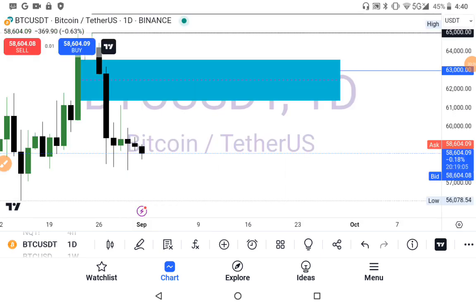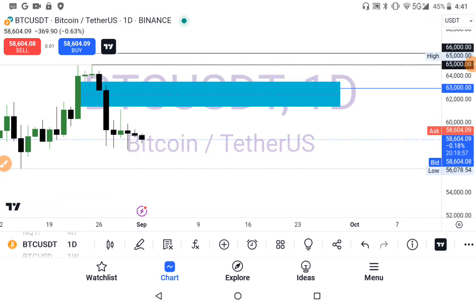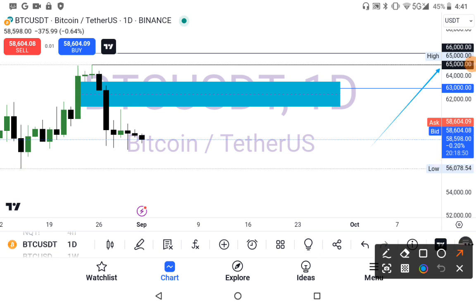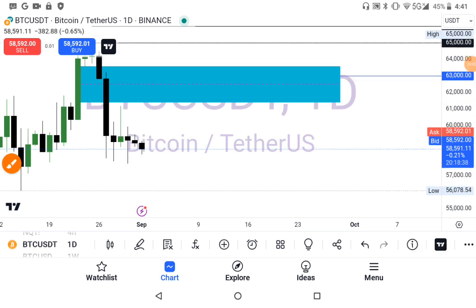Last week I was interested in BTC delivering 65,000 and 66,000, and a movement back into 63,000. 65,000 was delivered, and 63,000 was also delivered.